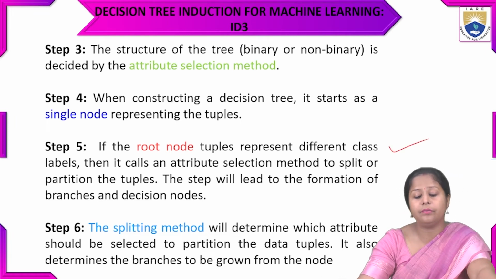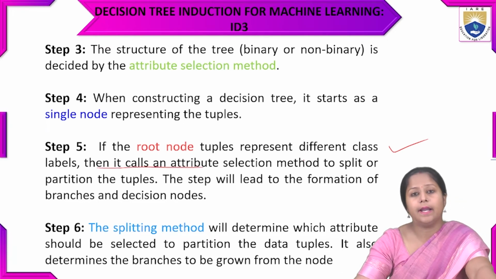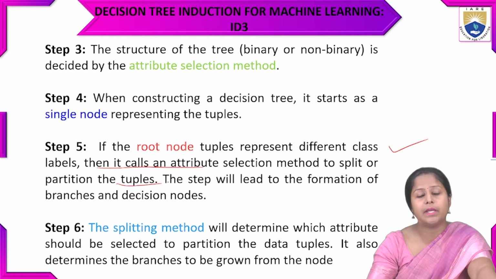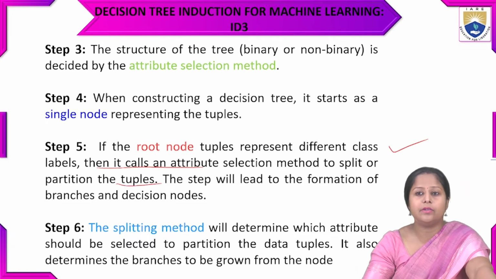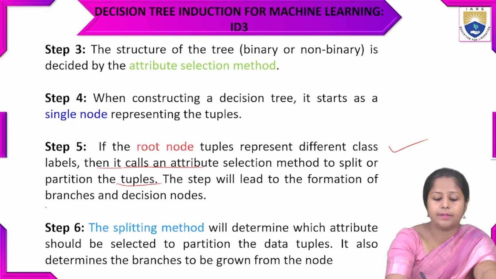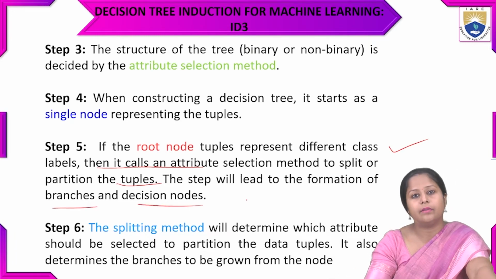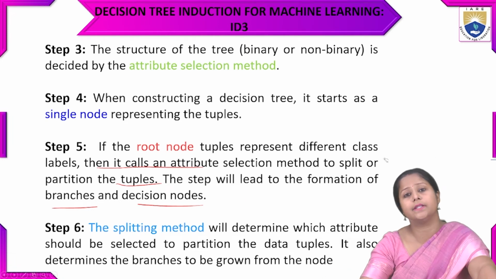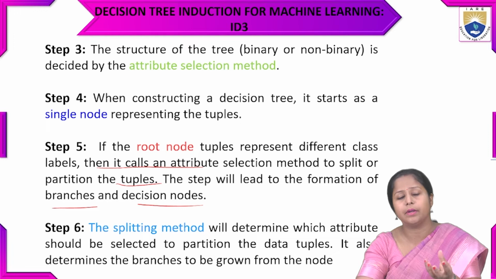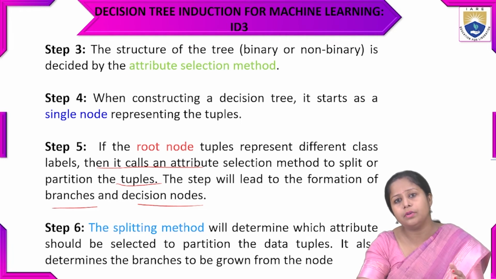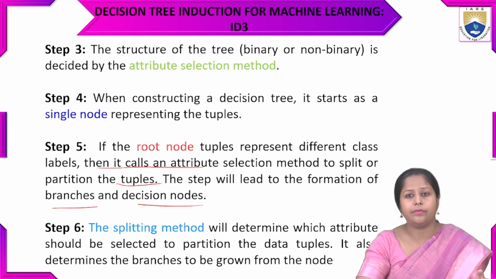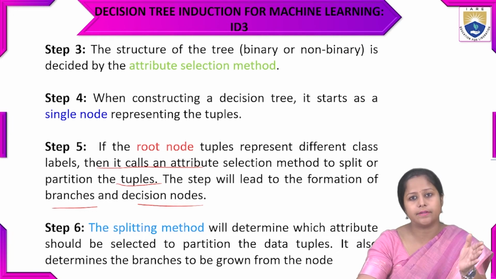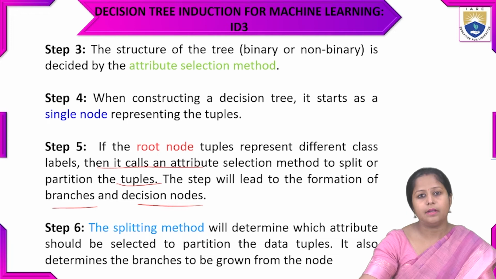In step 5, if the root node tuples represent different class levels, then it calls the attribute selection method again to split or partition the other incoming tuples. This step leads to the formation of branches and decision nodes. The root node is going to classify some of the branches as well as the decision nodes in the decision tree.